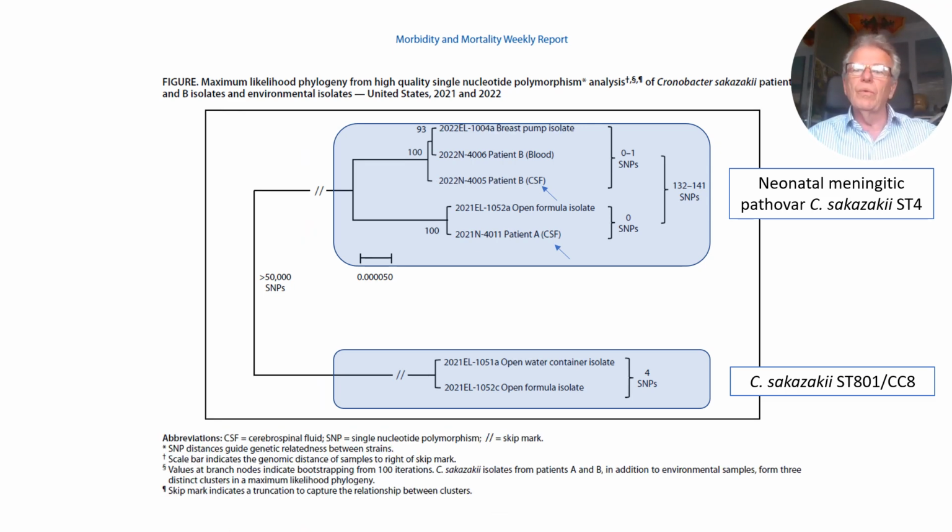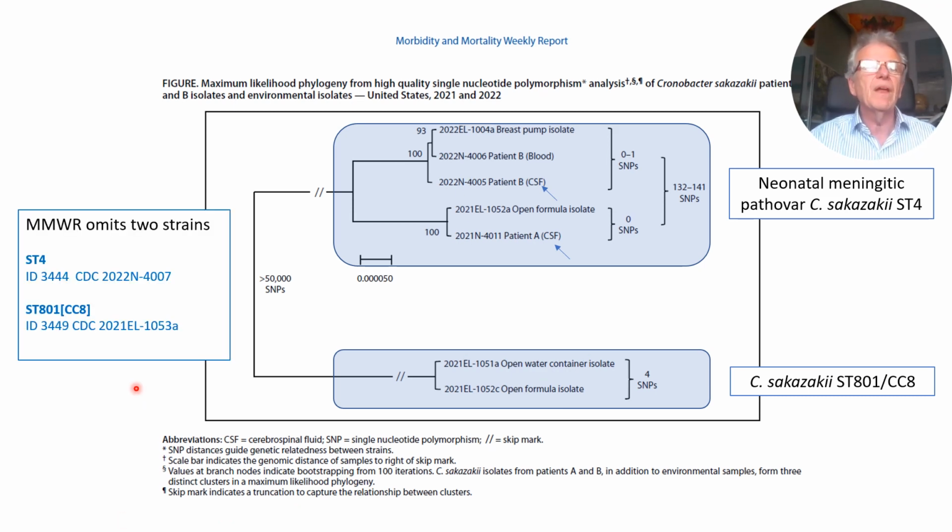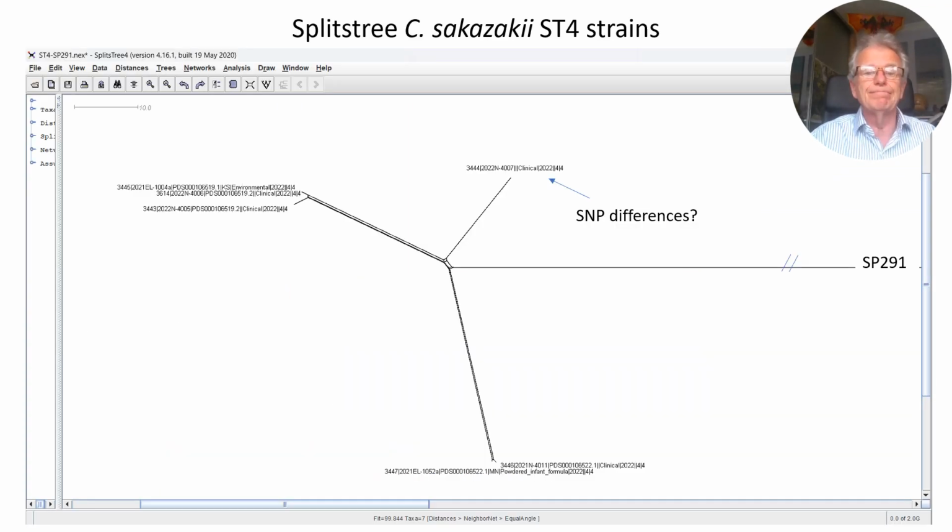Now, if we go back to their diagram, we have two groups of organisms, the CC4 and the CC8. What's curious is that when you have a look, you find that the MMWR have actually omitted a couple of strains which are in the database. One of the strains which they've omitted is in my database as 3444, and that's the CDC number. Here's the one for clonal complex 8, and you can look these up yourself and make a tree. That's what I've done here.